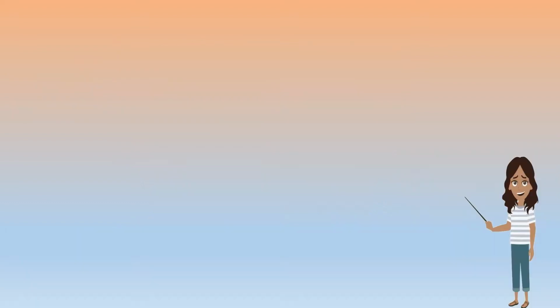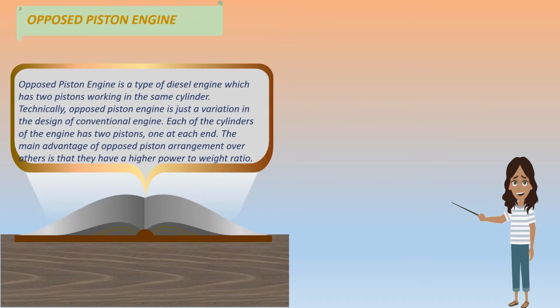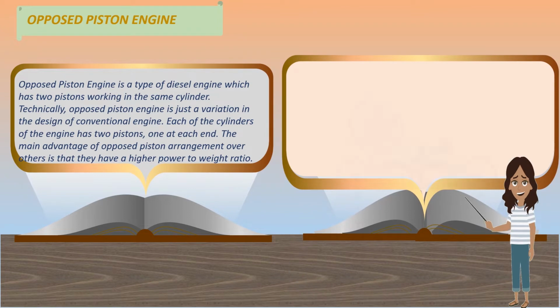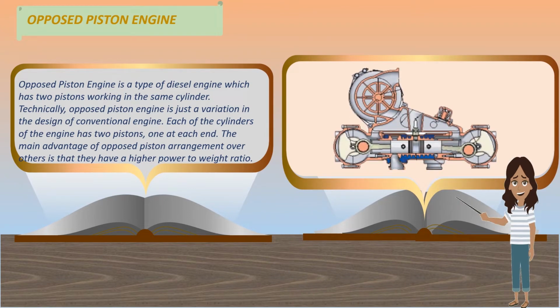Opposed piston engine. An opposed piston engine is a type of diesel engine which has two pistons working in the same cylinder. Technically, an opposed piston engine is just a variation in the design of a conventional engine. Each of the cylinders of the engine has two pistons, one at each end. The main advantage of the opposed piston arrangement over others is that it has a higher power to weight ratio.